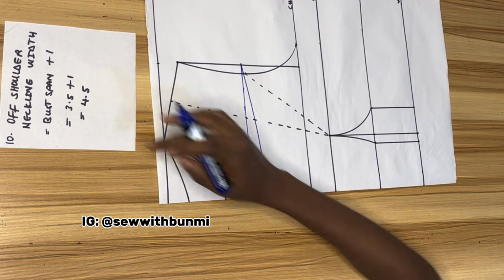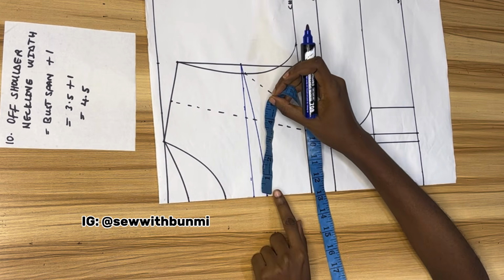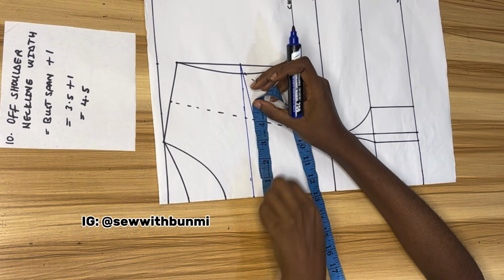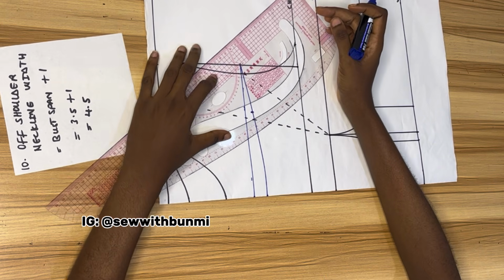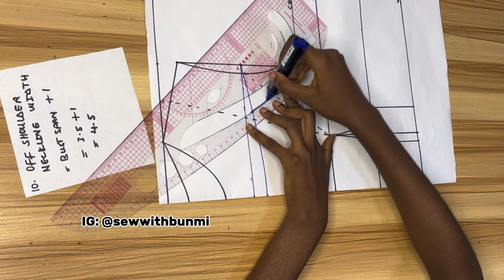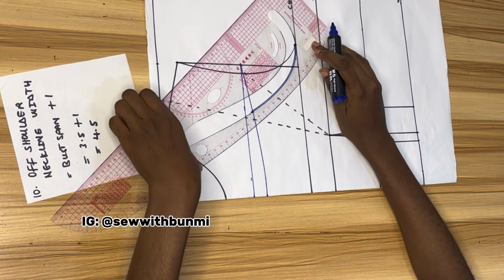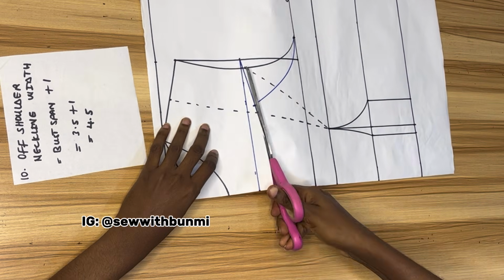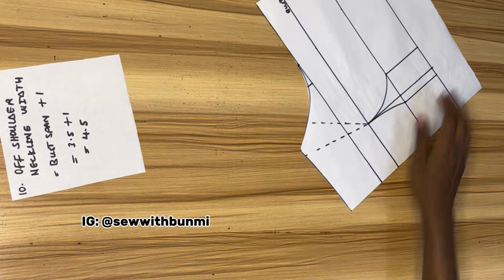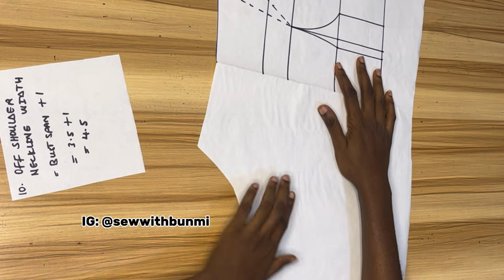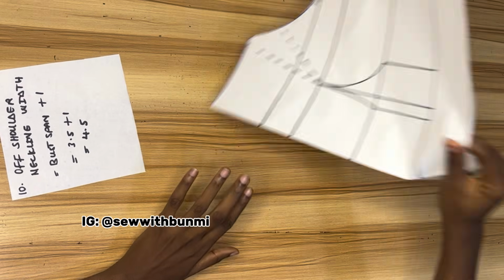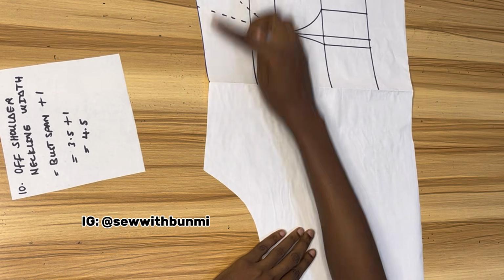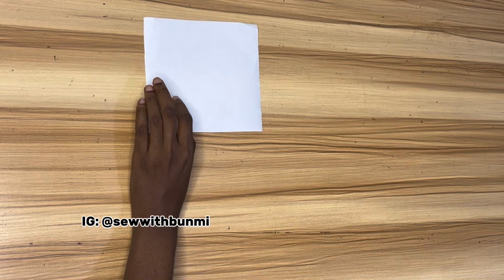At that area, you just go ahead to mark your 4.5 inches, and then you get your pattern master and you join it back to your armhole. So watch closely as I join the points together. Let's go ahead to cut it out so that you can see how my neckline looks. Alright, so I've opened it up and you can see my off shoulder neck width. So no more guessing. Use this formula to determine your off shoulder neck width.